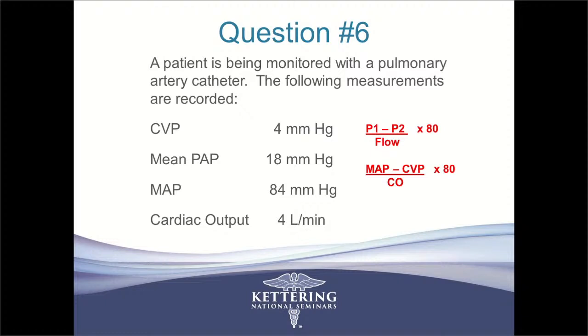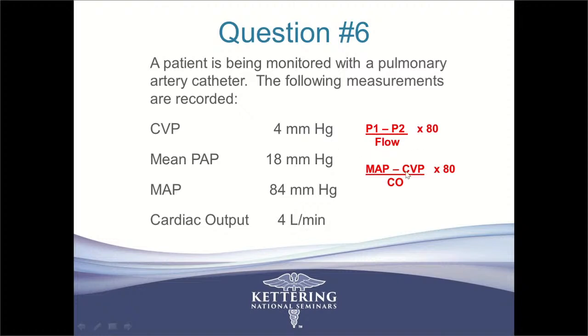That means it's going to be coming out of the aorta, which is going to be my mean arterial pressure, and then the ending pressure in the systemic circulation is going to be the vessel just before it goes into the right atrium, which is the CVP. So that's P1 minus P2 divided by cardiac output times 80. So mean arterial pressure is 84. Subtract the CVP of 4, so that's 80.